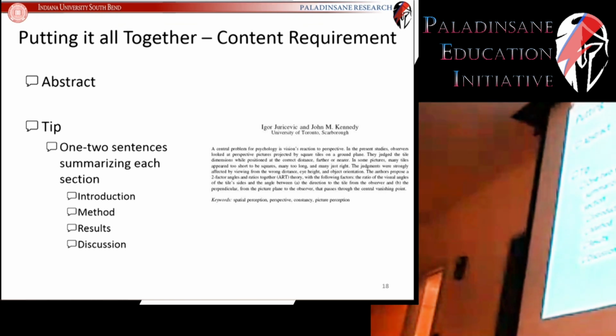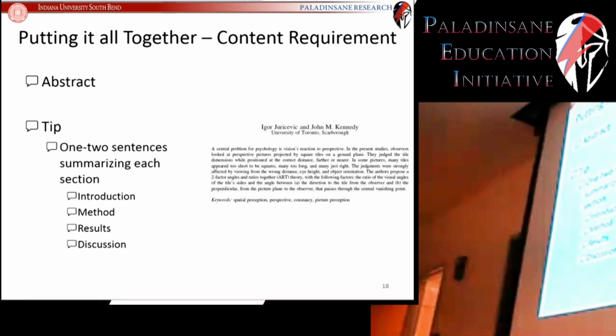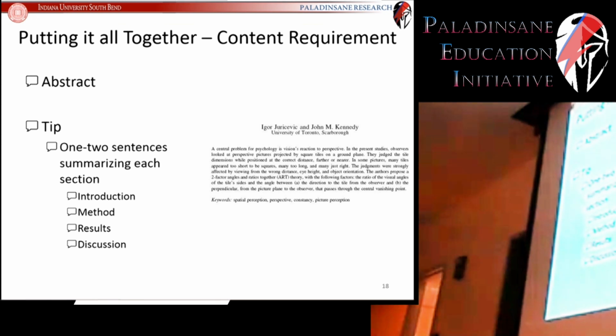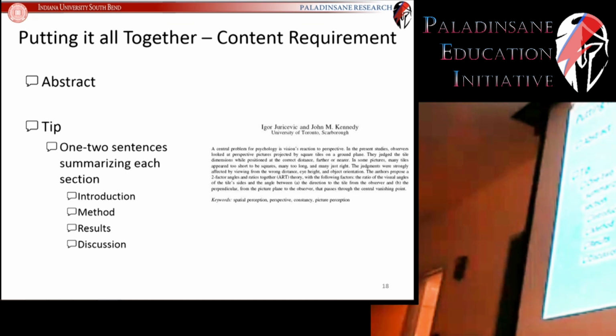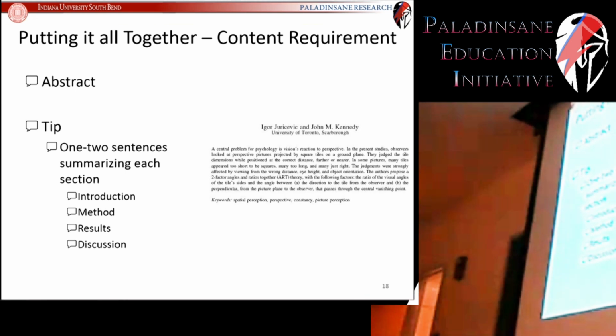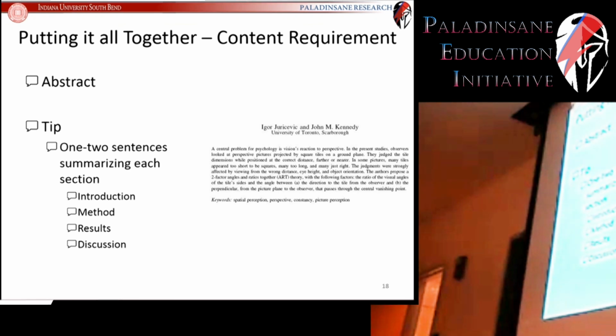So just to kind of show you this in practice, this is a method that was passed down to me from my supervisor. So we take a look at this abstract that we wrote, and it goes, the central problem for psychology is vision's reaction to perspective. That's 1 sentence that summarizes our entire introduction. Our introduction goes into picture viewing, goes into the Renaissance, goes into perspective projection, but the basic idea is that a central problem for psychology is vision's reaction to perspective. So that is 1 sentence for the intro.